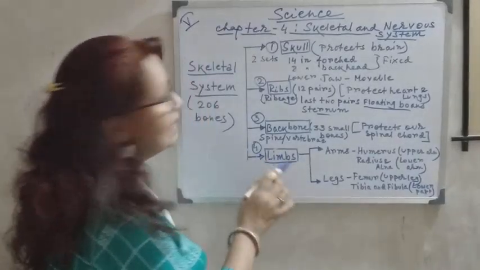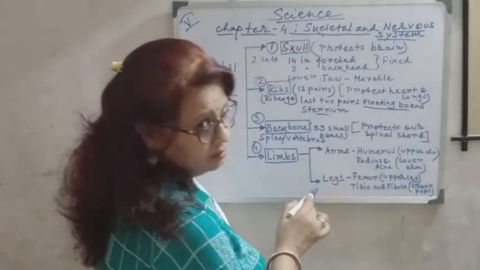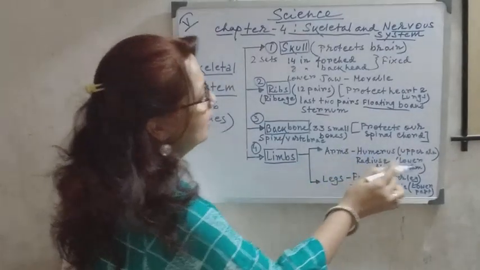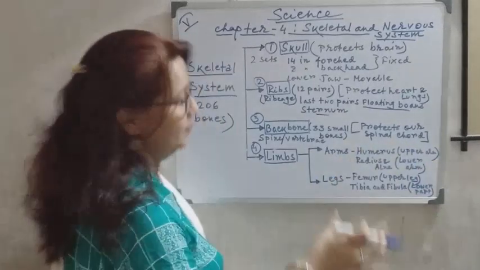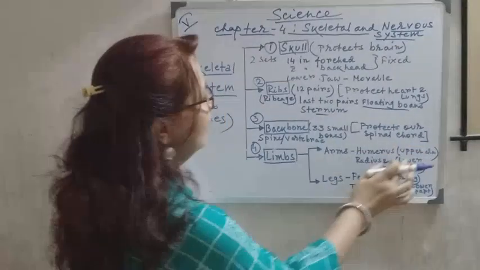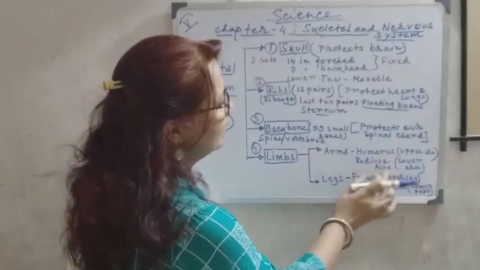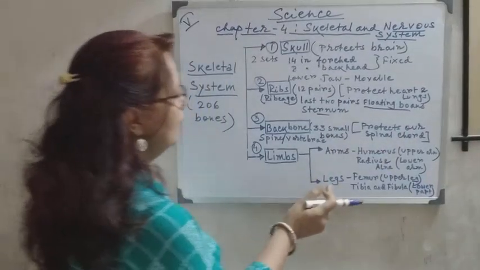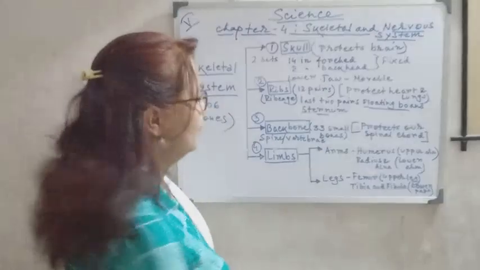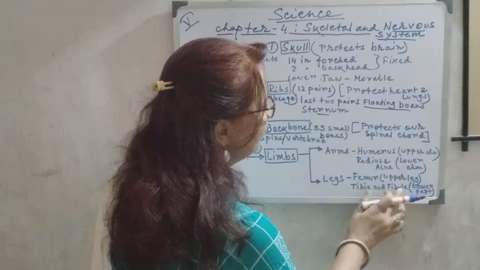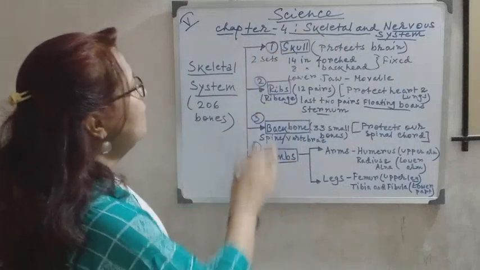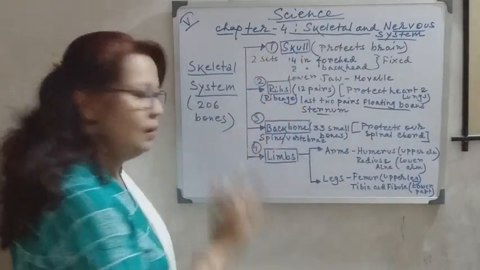And next is limbs. There are 2 parts in limbs: arms and legs. In the arms, the humerus is a bone in the upper arm, and the radius and ulna are in the lower arm. There are 2 bones, radius and ulna, in the lower arm. In the legs, the femur bone is in the upper leg. It is the longest bone in our body. Next are the tibia and fibula in the lower part. So this is the skeletal system, consisting of these 4 parts: skull, ribs, backbone, and limbs.